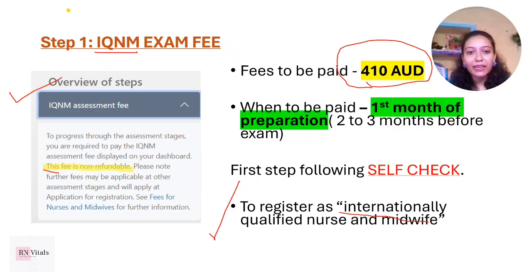So when exactly will you be paying that? We should pay this by the first month of preparation, which means that suppose you're going to take your exam in July, make sure you pay this 3 months before July, like in March or April, whenever it suits you. Whenever you have $410 on hand, just go and pay this fee so that you are at least registered into the AHPRA portal as a nurse in the making.